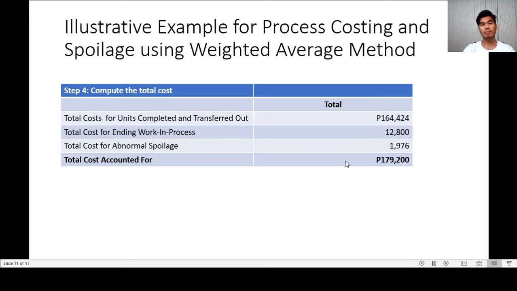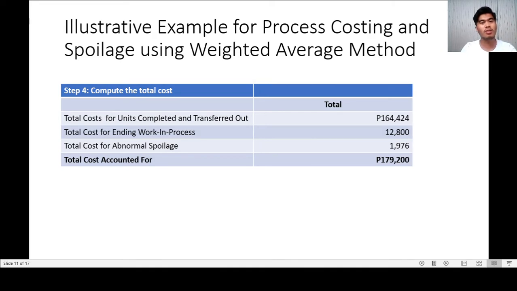You may ask, where did the normal spoilage go? It is already in the completed and transferred out, right? It is shouldered by the good units. So the total cost accounted for is 179,200, which matches the total cost in our problem. If you add all the costs in our problem, that amounts to 179,200.